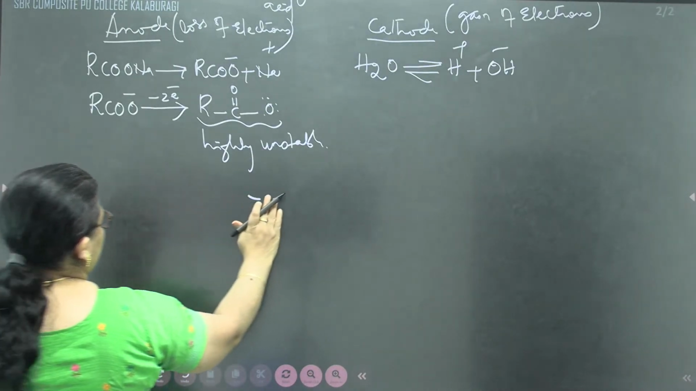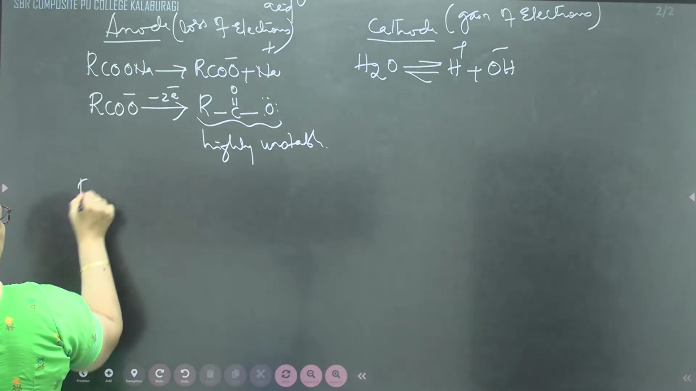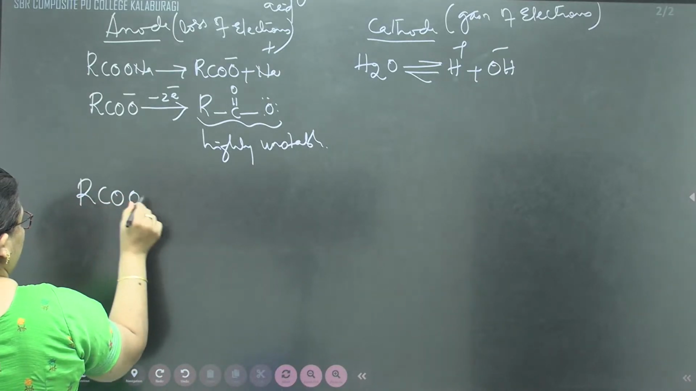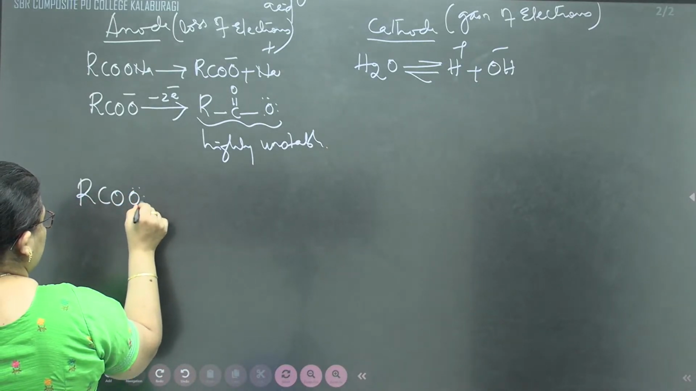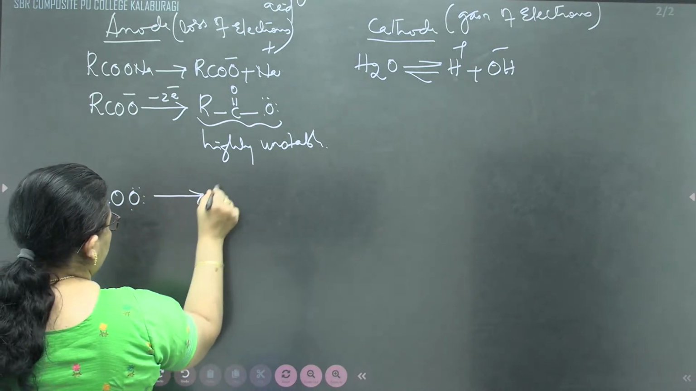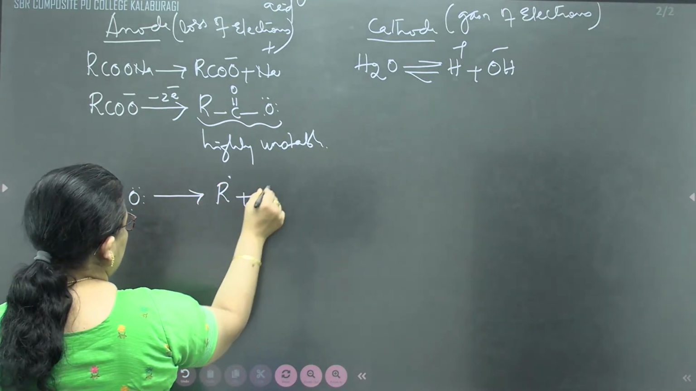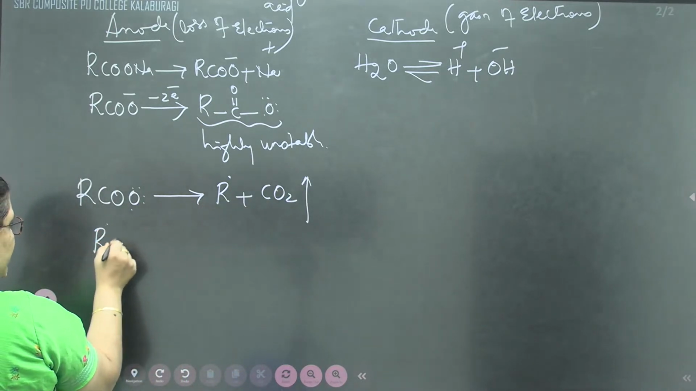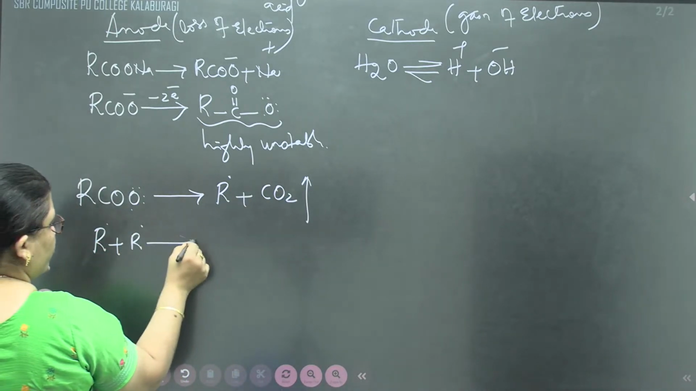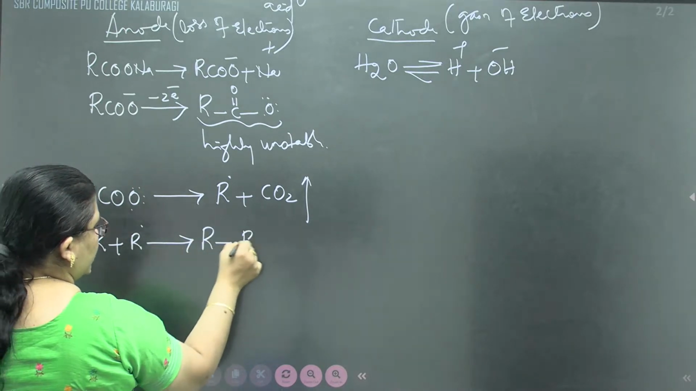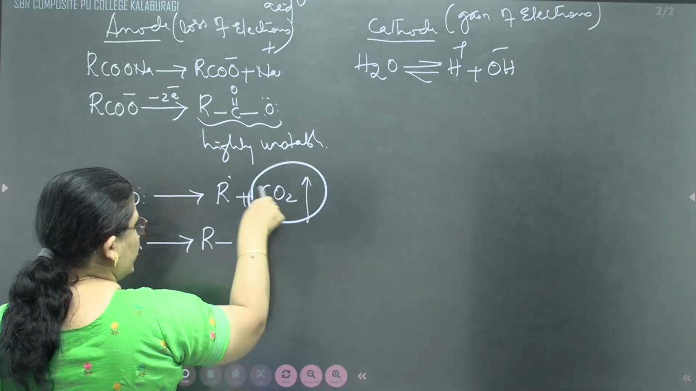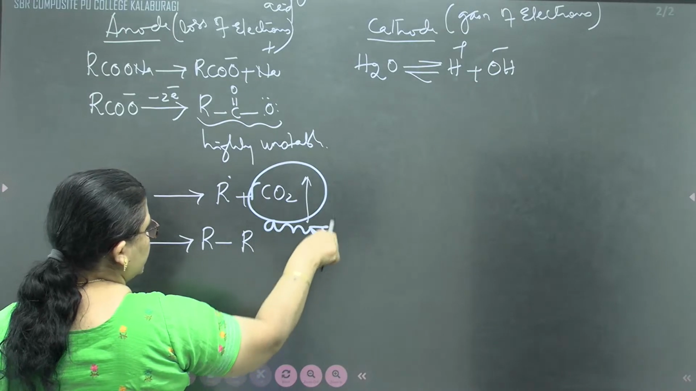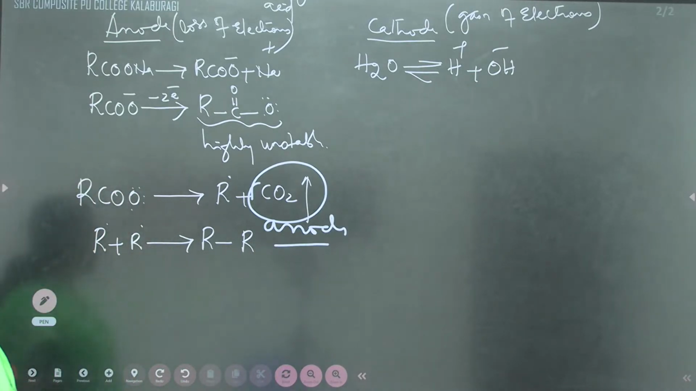I'll write without an example only; afterwards you can write the example yourself. It will form R with a dot, a free radical, with the release of carbon dioxide. The free radical and free radical combine to form R and R, and carbon dioxide is liberated at the anode.